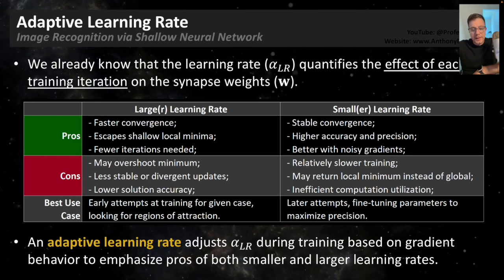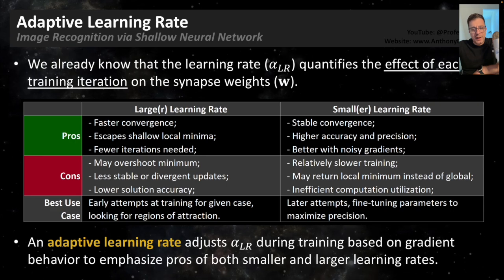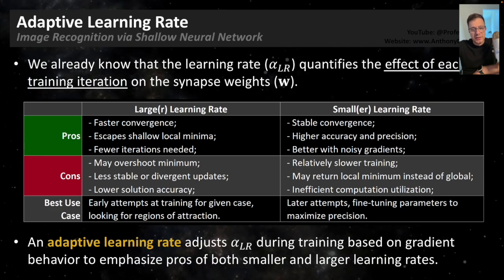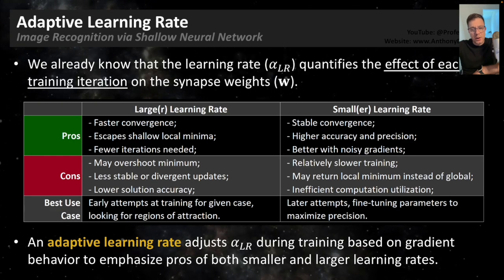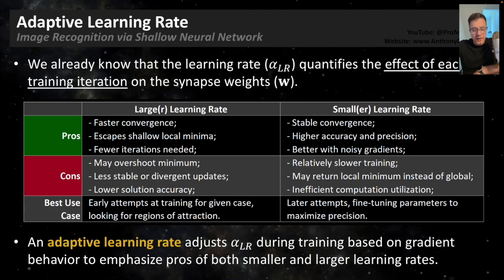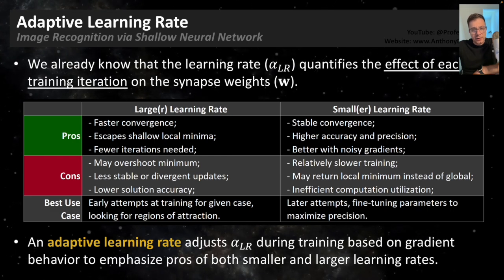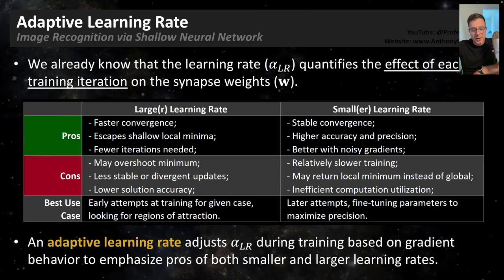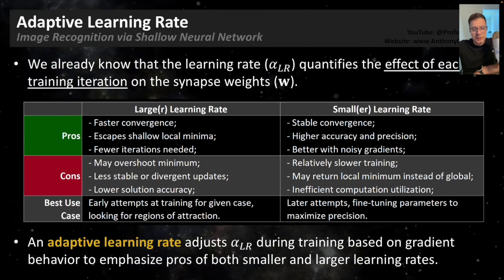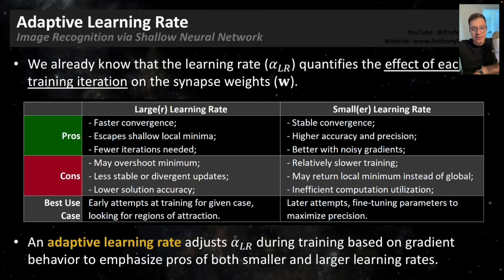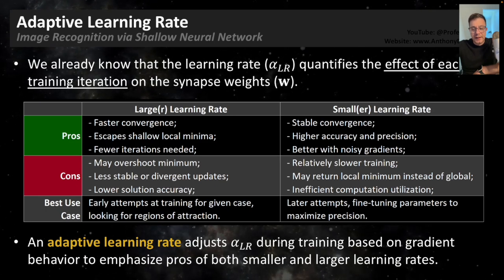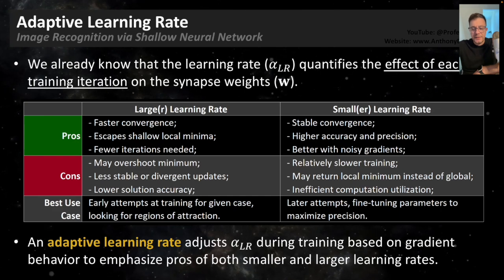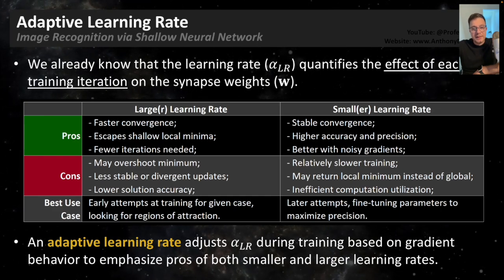We already know that the learning rate, represented by alpha, quantifies the effect of each training iteration on the synapse weights. This table compares the advantages and disadvantages of larger versus smaller learning rates. As far as the advantages of a larger learning rate, it can yield faster convergence, it can allow our algorithm to escape the region of attraction of shallow local minima, and it can result in fewer iterations being required for convergence. The advantages of a smaller learning rate: it can result in a more stable convergence characteristic, it can yield a solution with higher accuracy and precision, and it can yield an algorithm that's better at dealing with noisy gradients and noisy data.